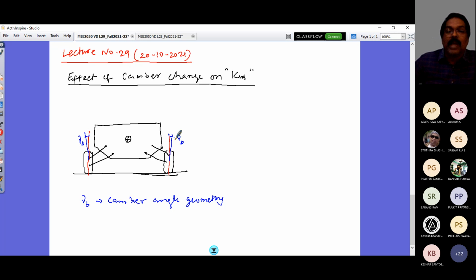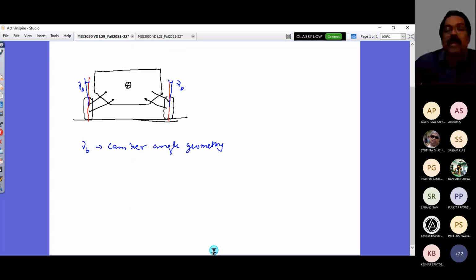So let us just look at this camber angle contribution, right? So before that, let me just look at this vehicle model. Going into that, let me just look at this vehicle model.